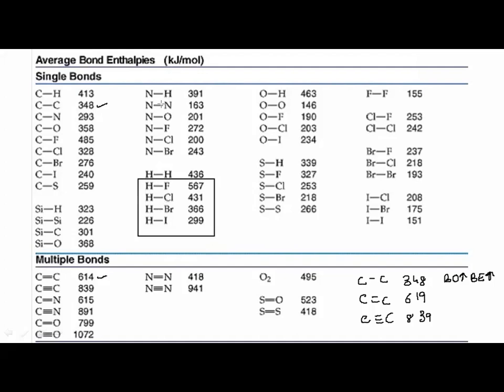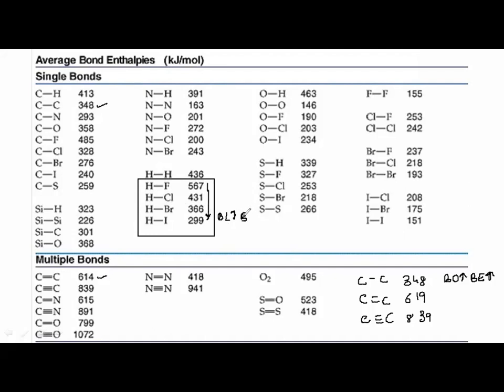Atomic size. Fluorine, chlorine, bromine, iodine. As you move down the group, atomic size increases. So when atomic size increases, naturally bond length also increases. As bond length increases, this one has the longest bond length. So bond length is increasing down the group.